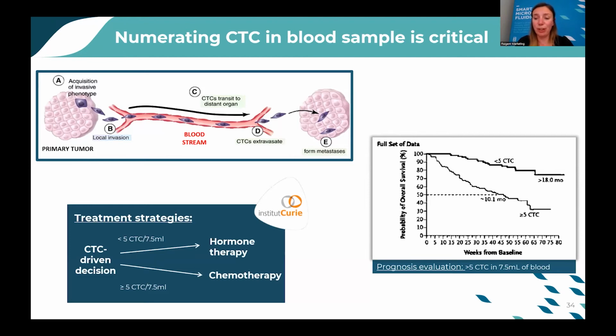It defines a threshold under which the probability of survival is high. So this is set to 5 CTCs in 7.5 ml of blood, quite precise. And above this threshold, the probability of survival drastically decreases. It's also important to decide which therapeutic strategy will be chosen. So for patients that have less than 5 CTCs, a hormonal therapy will be proposed, whereas for patients that have more than 5 CTCs, chemotherapy will be administered.